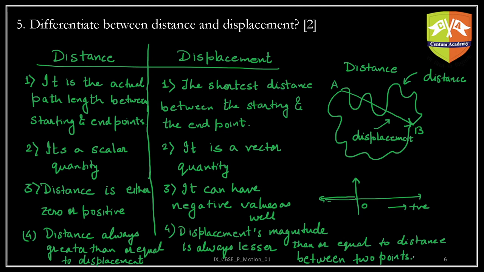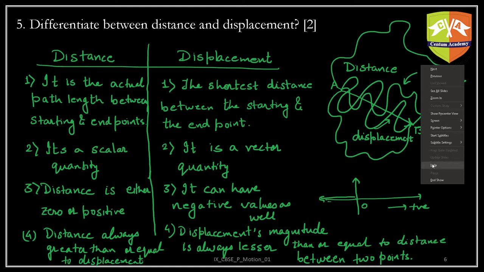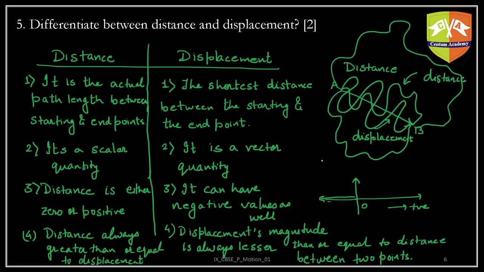Please keep in mind. Another point of difference could be that there could be so many distances between A and B. You can have different paths. So let's say if you have a path like that, then also. So there could be infinitely many distances between two points. But there could be only one displacement between A and B. Correct? So if I take another color just for your understanding, let's say I take this. And yes, if I join A to B, so there is only one displacement possible if two points are fixed.